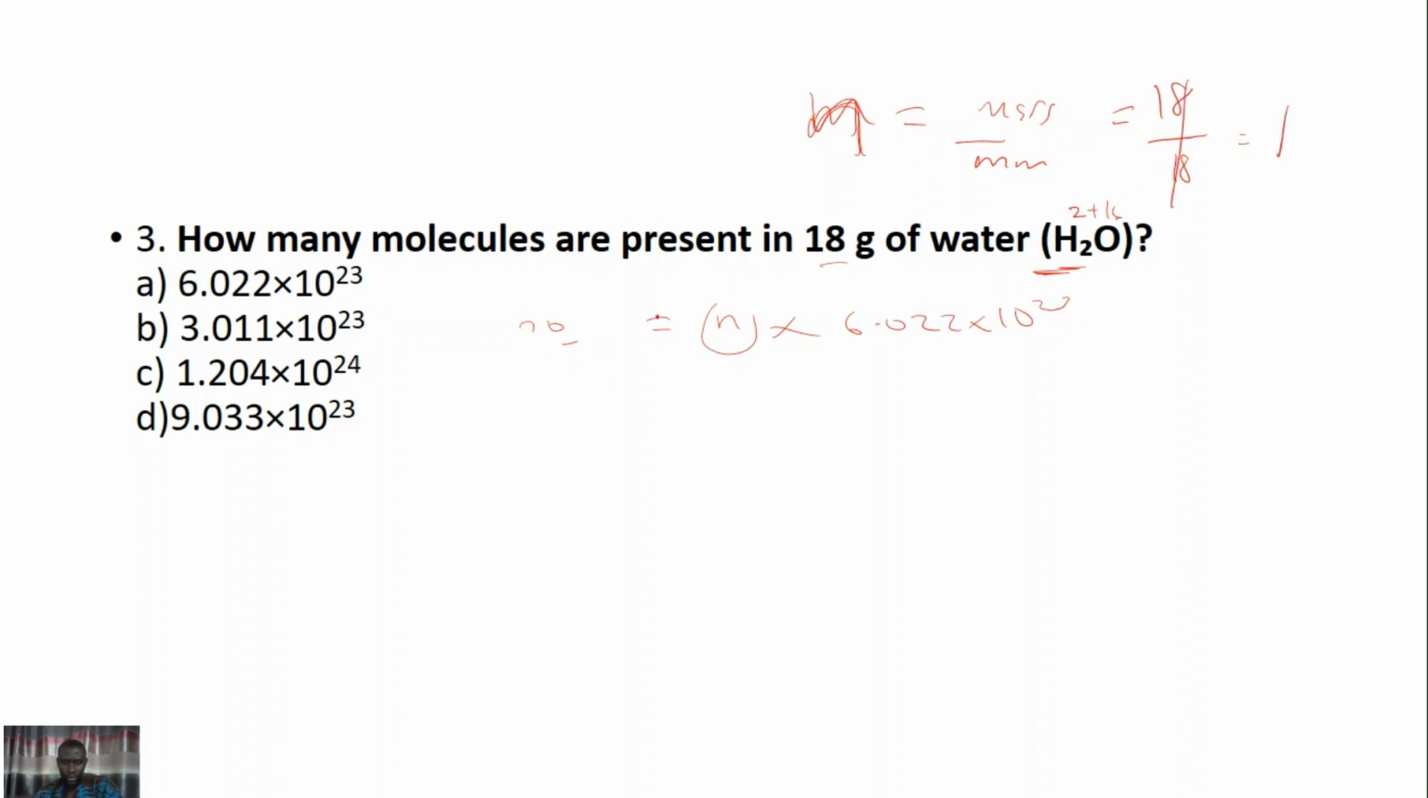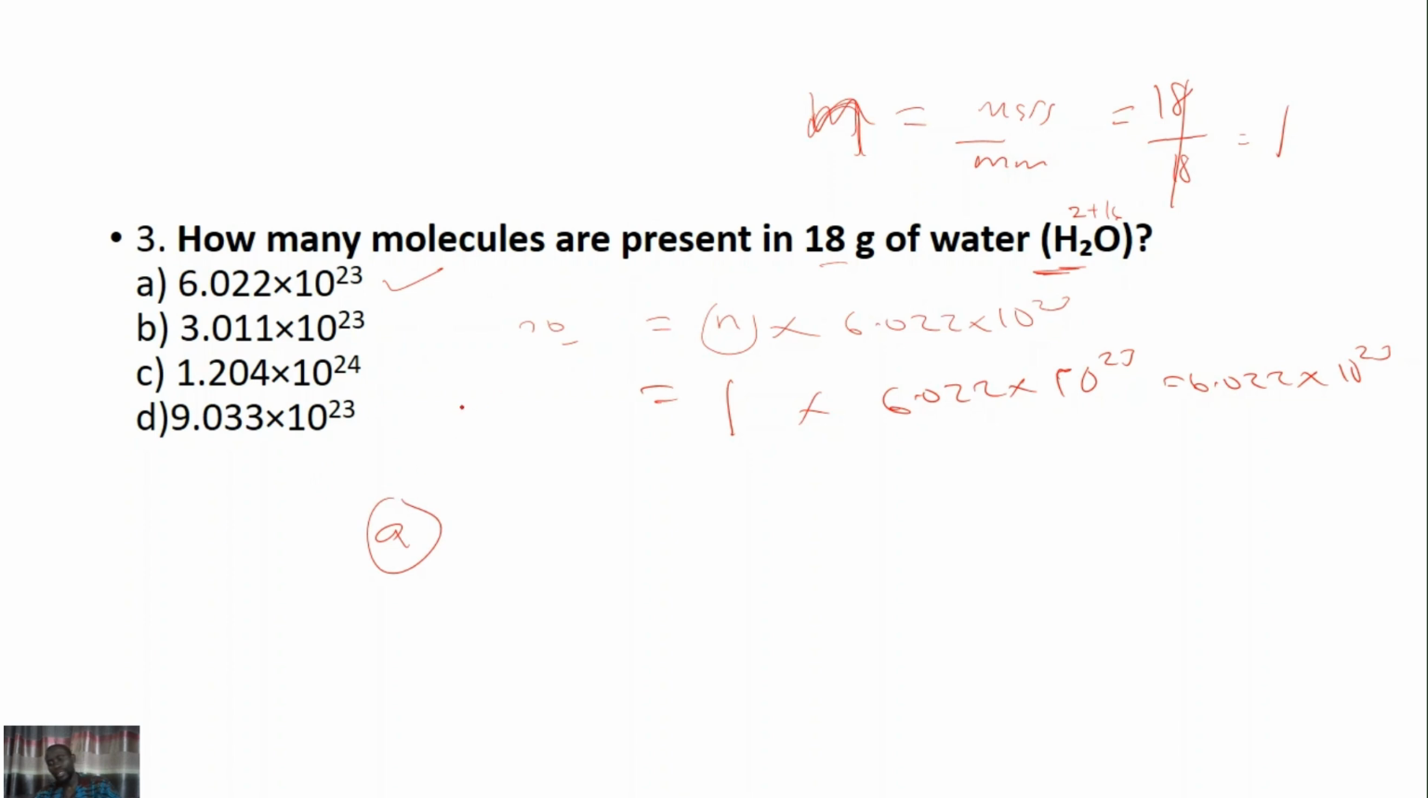So the final answer will be the mole times the Avogadro's constant, times 10 raised to power 23. This constant you'll be given in the exam if you ask this type of question. So you may not need to memorize it, but I'm sure if you go through this lesson together with me, you will likely be able to commit it to memory. So the final answer is 6.022 times 10 raised to power 23. Okay, so the answer is A.